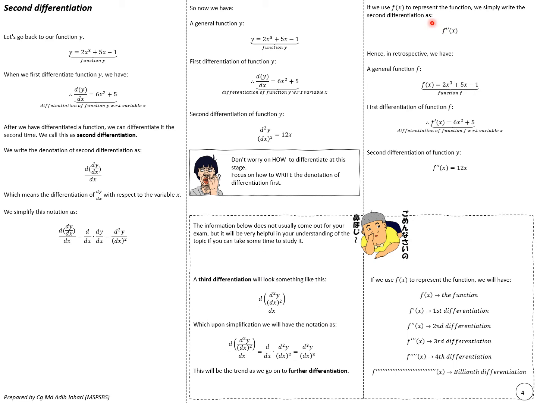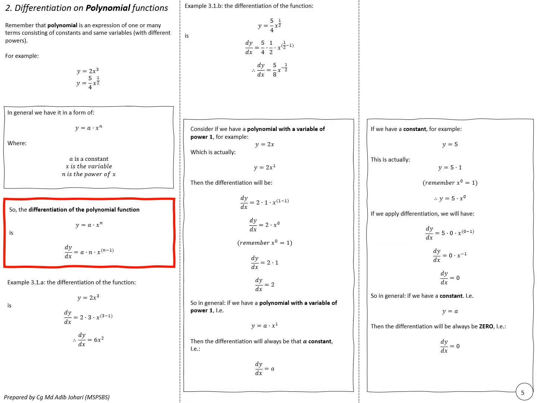So if you use f(x) to represent your function, for example, f(x) is equal to this, you know that the first differentiation is f dash x. So the second differentiation will be f double dash x. So for further differentiation, f triple dash x means the third differentiation, and so on. So the writing of the notation is very, very important. So you need to write properly. So now we're going to learn how to differentiate.